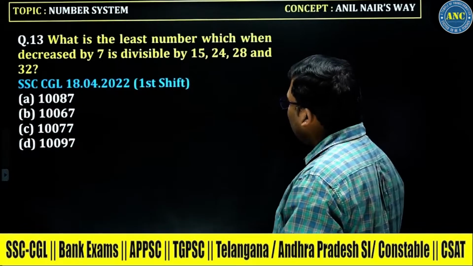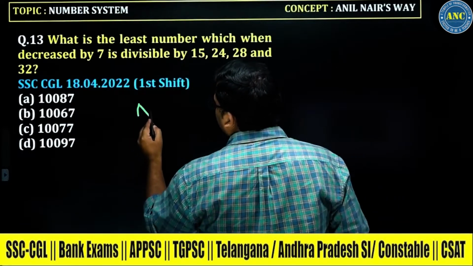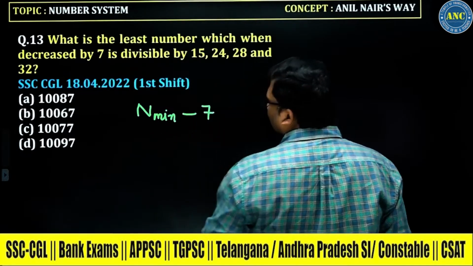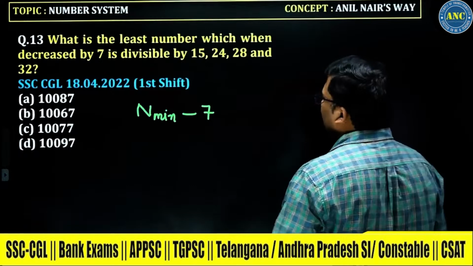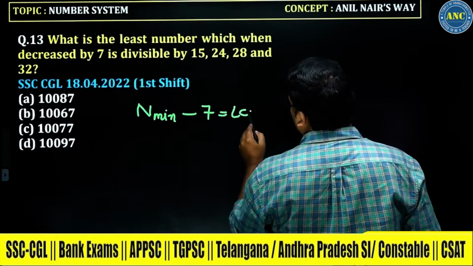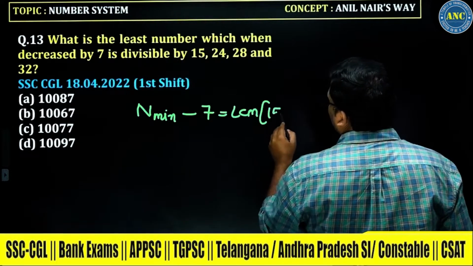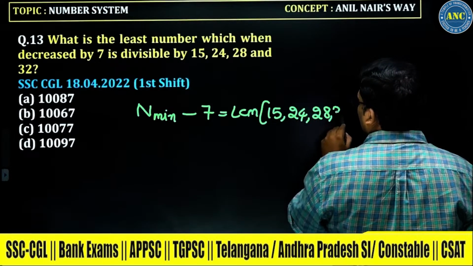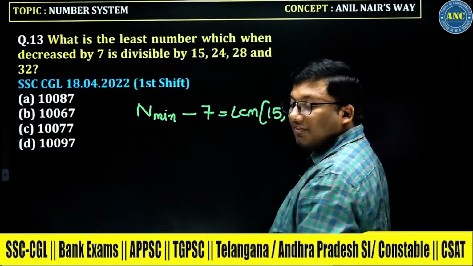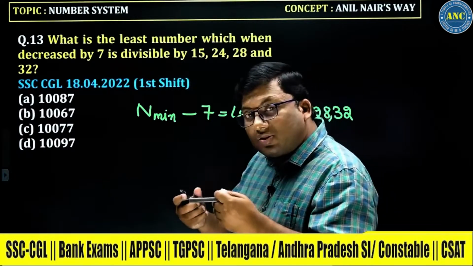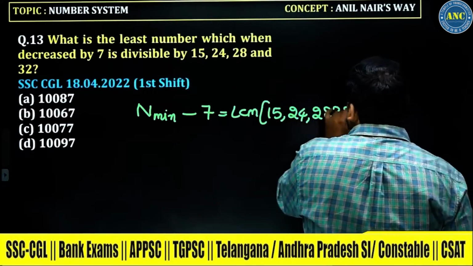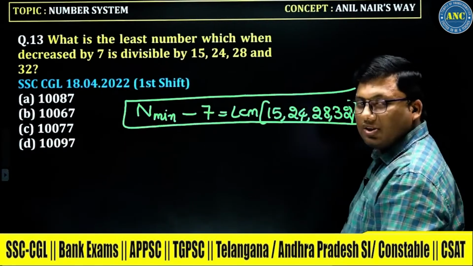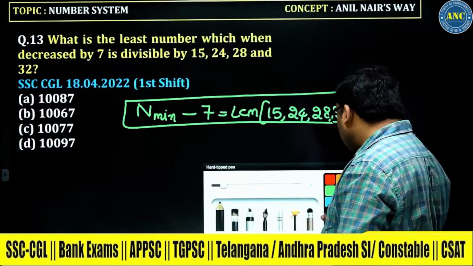Right? What is the least number? Least number means n should be minimum, which when decreased by 7, I am decreasing by 7, it is minus 7, the answer is divisible by 15, 24, 28, 32. There is an n minimum value. If I decrease this value by 7, the answer is divisible by any of these numbers. Now see here, how to eliminate answer options.